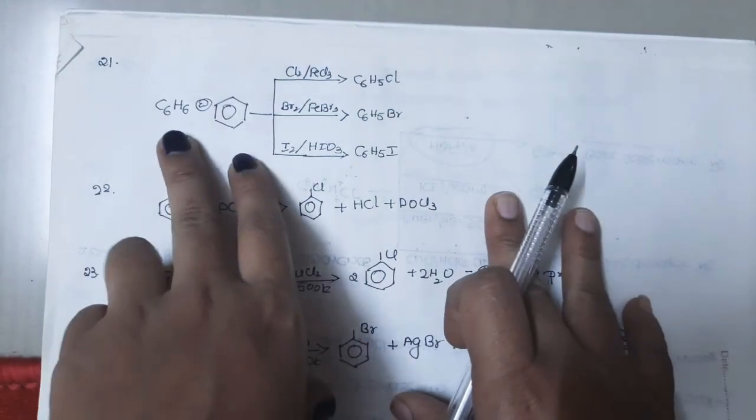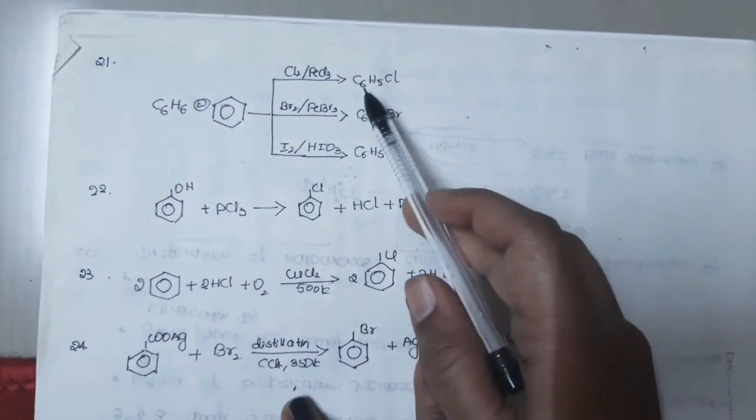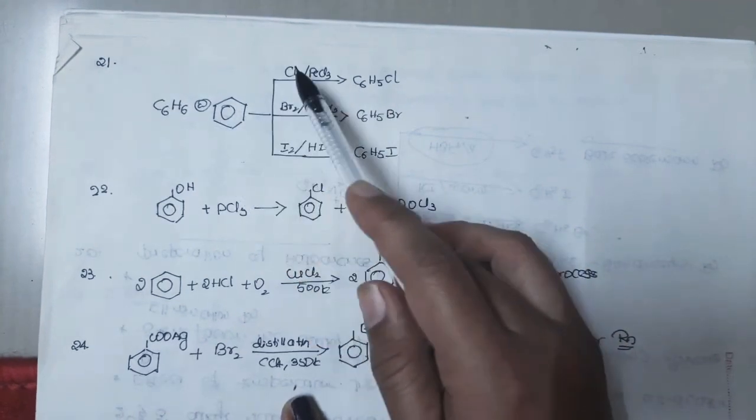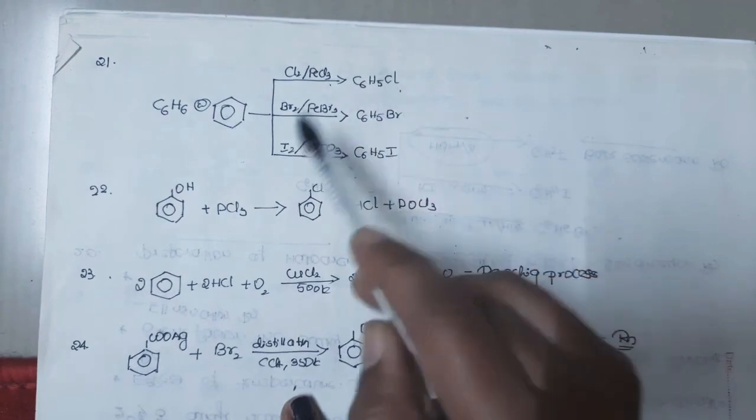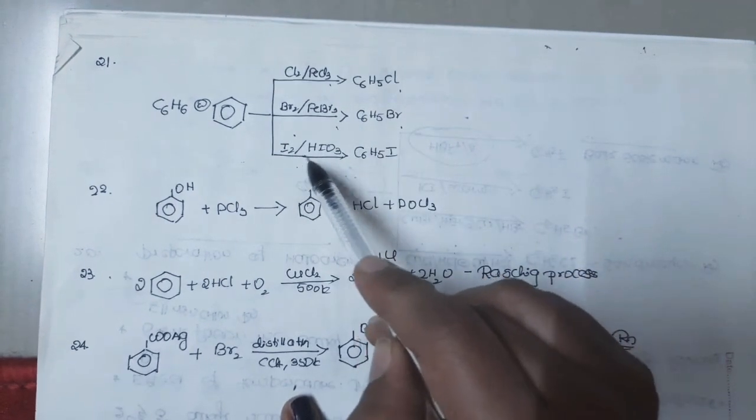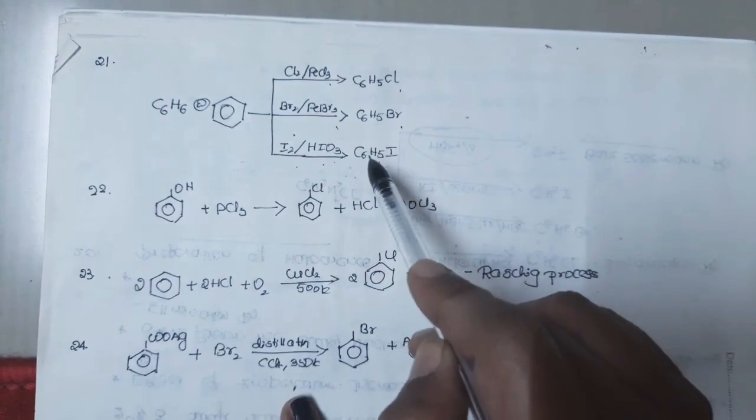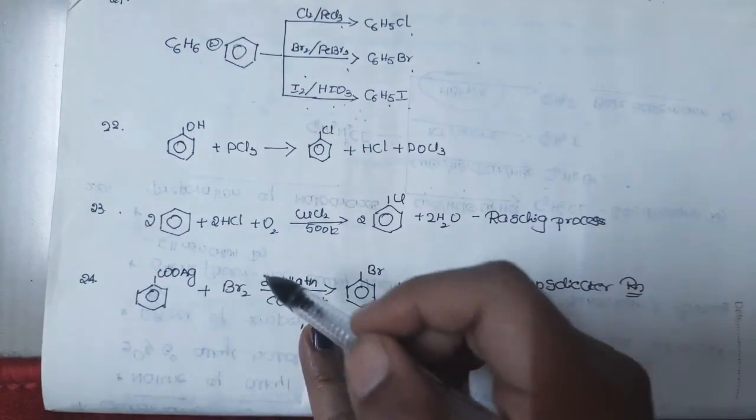So similarly we can prepare haloarenes from the respective benzene by carrying out a halogenation, dear students. Okay, so benzene when undergoing chlorination in presence of ferric chloride gives chlorobenzene, bromine in presence of ferric bromide gives bromobenzene, iodine in presence of iodic acid gives the iodobenzene. Okay, so these are one method of preparation.